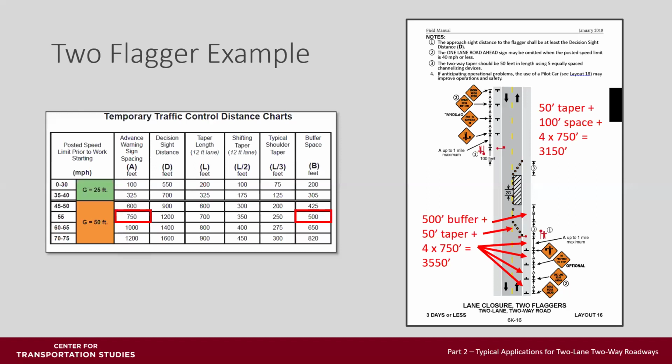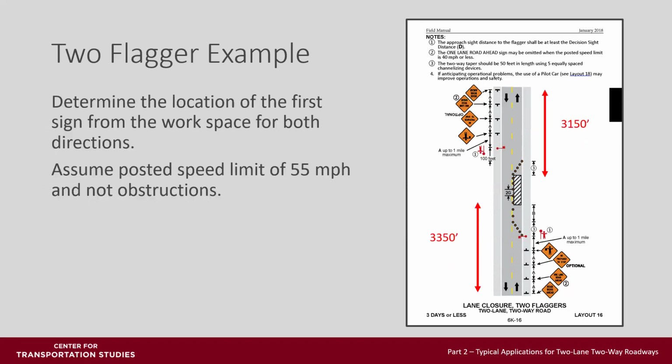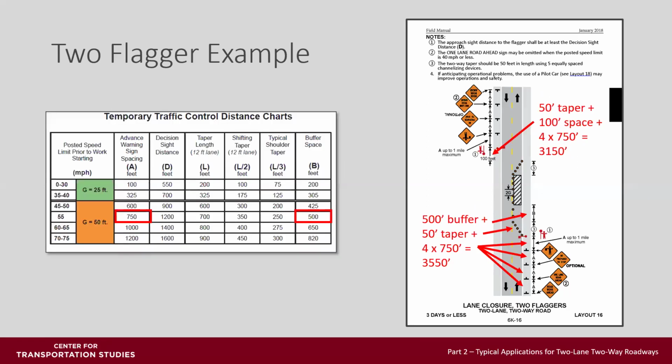For the other direction, we use the 50-foot taper, a 100-foot space that's shown after the end of the termination taper, plus 4 sign spacings of 750 feet for a total of 3,150 feet.